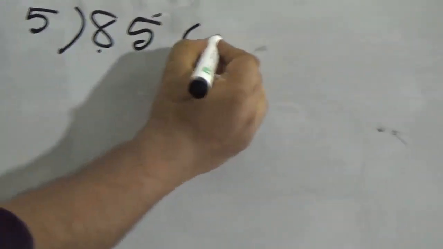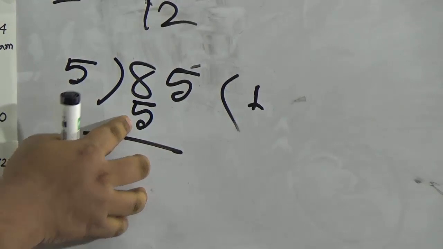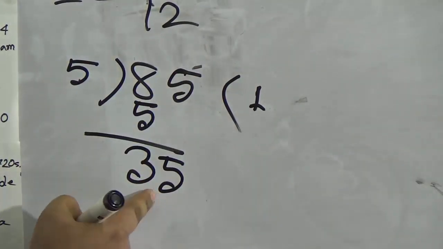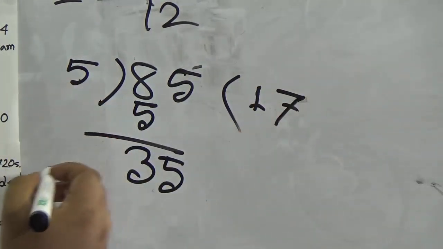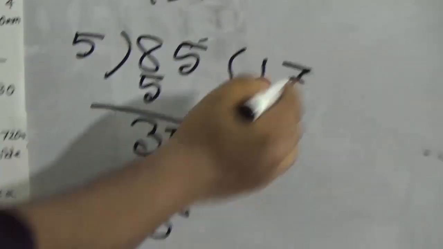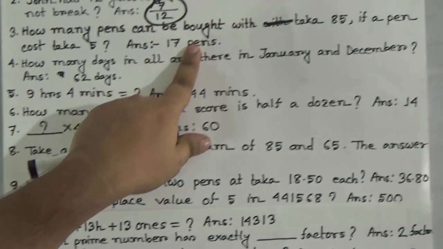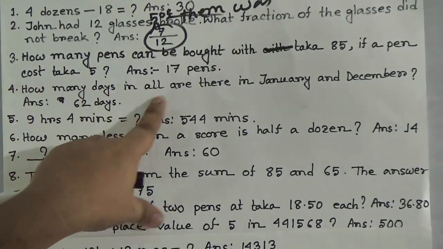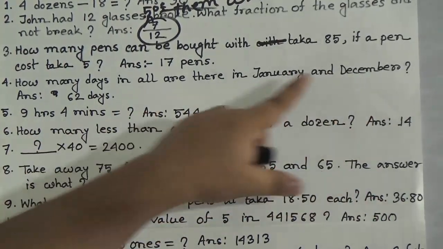In 8, 5 goes in 1 time, 5 on the 5. Now we subtract this 5 from 8 and we get 3, and 5 is here. In 35, 5 goes in 7 times. So the answer is 17. Answer is 17 pens.